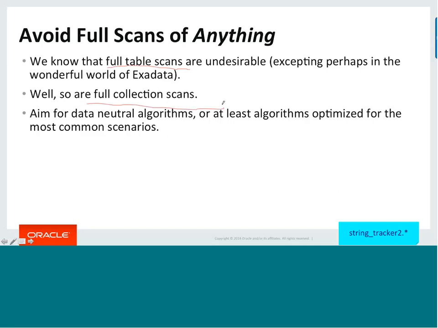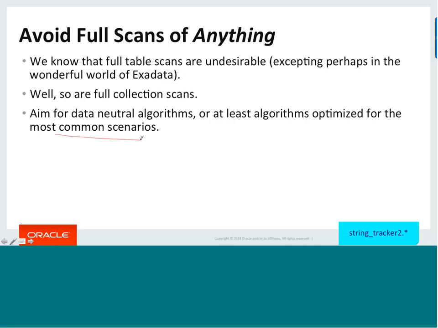Now, generally, when you're building your code and writing your algorithms, what you want to aim for are data-neutral algorithms. So, for example, if my table has 10 rows or 1,000,000 rows, the performance of my program stays pretty stable. Or at least if you can't get that, and that's not always possible, then at least what you want to be doing is looking for algorithms that are optimized for your most common scenarios.